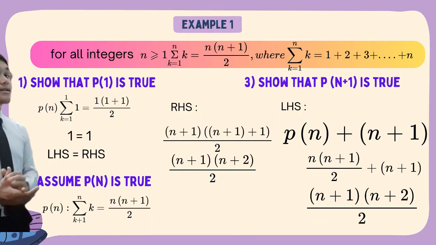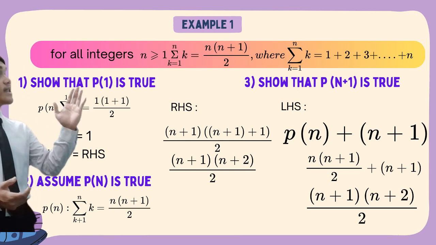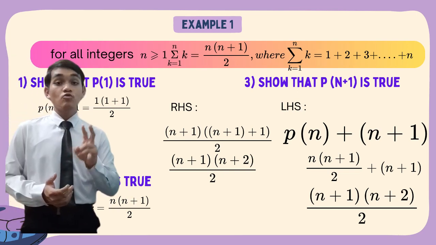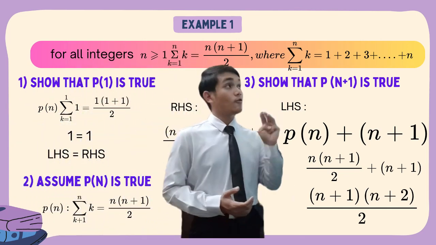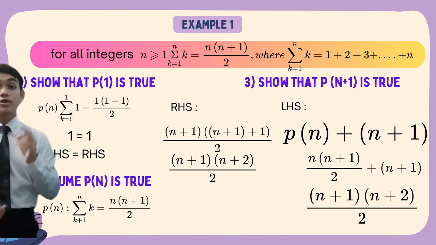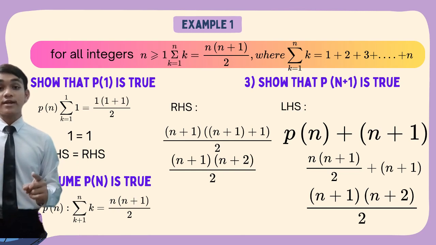For all integers n greater than or equal to 1, k is equal to n times (n plus 1) divided by 2, where k is 1 plus 2 plus 3 plus up to n. So we will use the three steps for this case. For the first step, we should show that P(1) is true. So we substitute n equal to 1 for the left hand side and the right hand side, and we will get the same answer, which is 1 equal to 1.